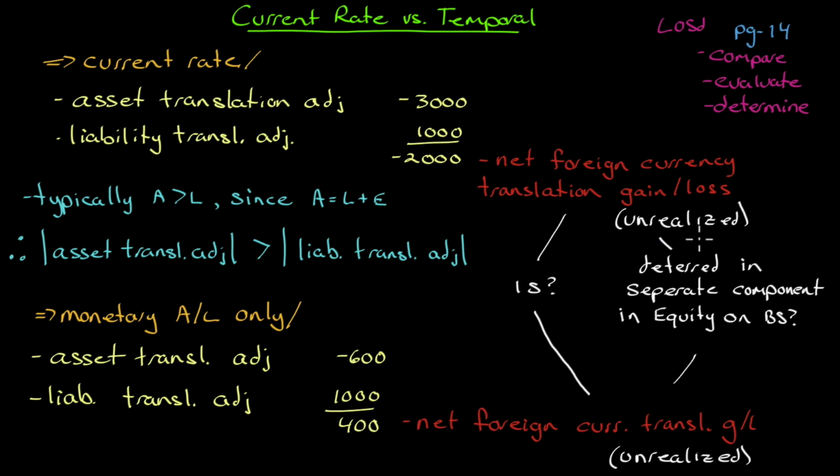Here we have a $400 gain. They're both unrealized, by the way. So the question on both of them is, do they go to the income statement, or are they deferred in a separate component in equity on the balance sheet? The answer is yes. Yes, it goes to the income statement under a certain method, and yes, it gets deferred as a separate component in equity under certain conditions. So there are certain conditions under which these two would occur. We have to decide what conditions lead to the use of which method, and then once we have the method, we'll know how to treat the translation gain or loss.